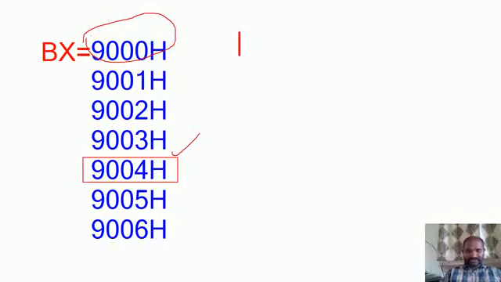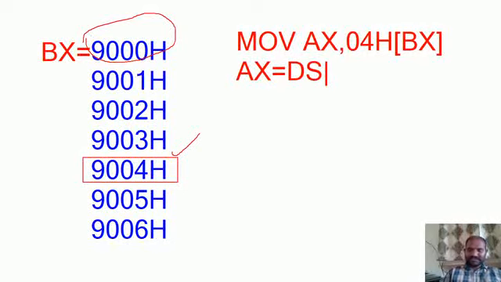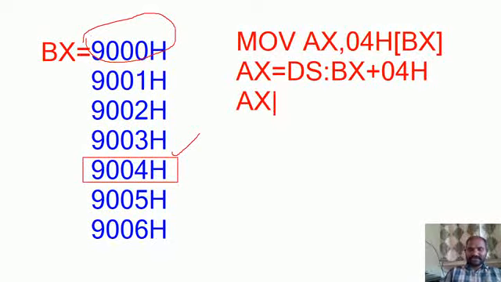So I am going to write the instruction like this: MOV AX, 04H[BX]. So in this case, what is happening? In short, AX is going to be filled with DS colon BX plus 04H. But we know the BX value.